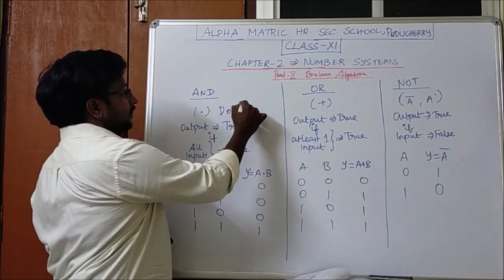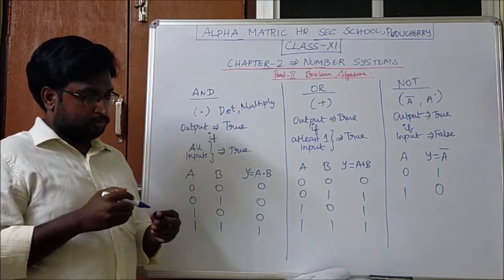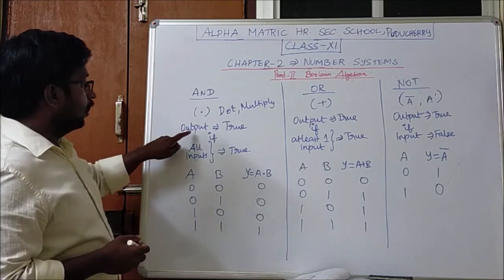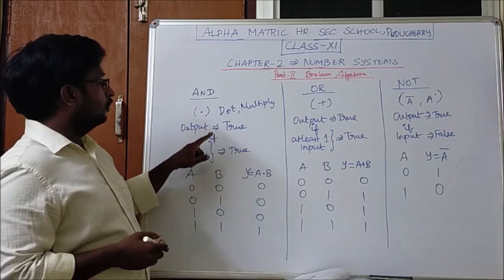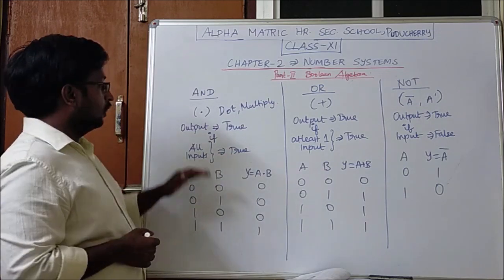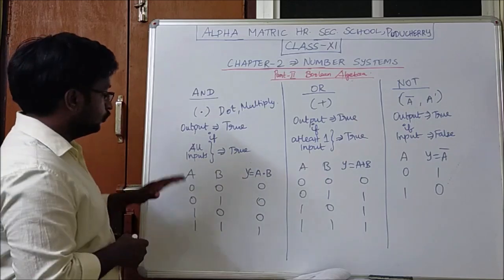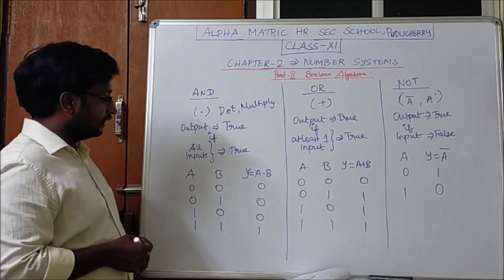That is the multiply symbol. In maths, we use a dot for the multiply symbol. And the output is true if all the inputs are true. The output will be true if all the inputs are true. Here is a truth table for better understanding.